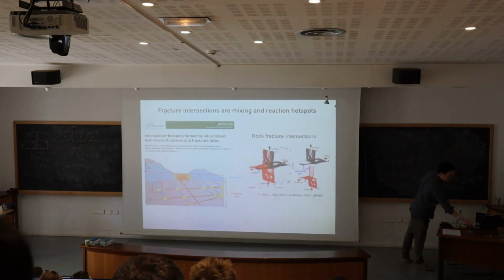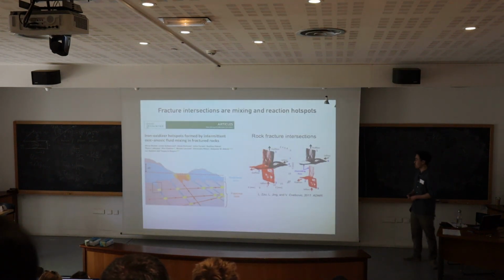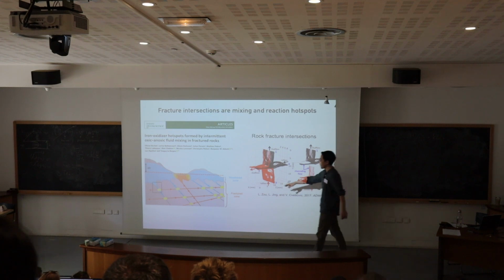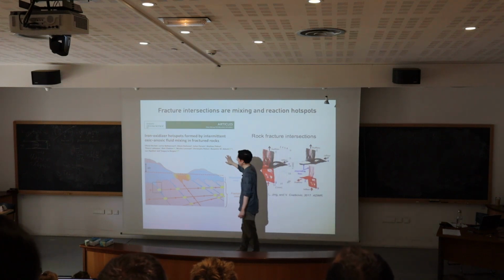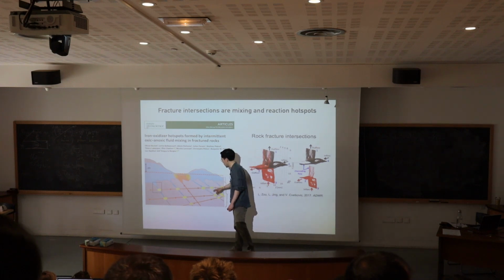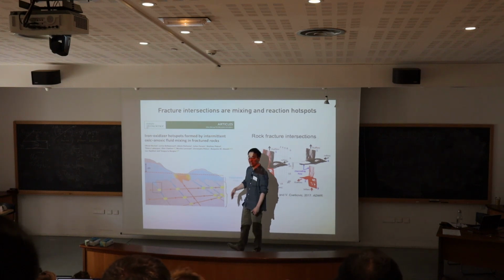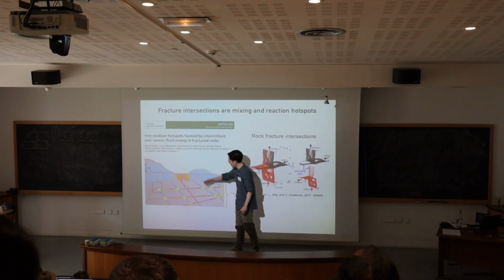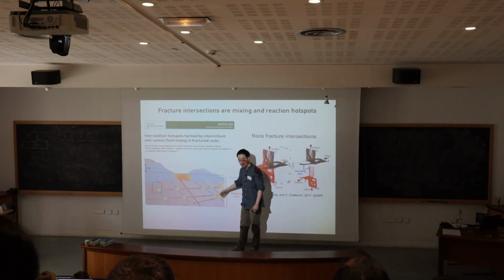So a little more motivation. I already motivated enough, so I don't have to spend much time, but I love this paper by the University of Rennes group. I believe Tanguy played a leading role here. What they showed is that fracture intersections are biogeochemical reaction hotspots, right? It's not too easy to show that because vertical fractures will preferentially bring oxic water down to the subsurface.